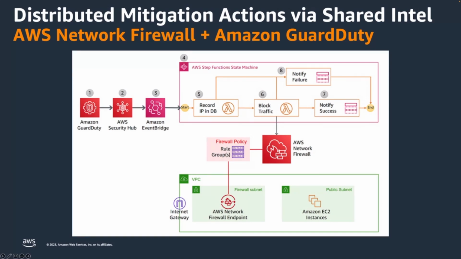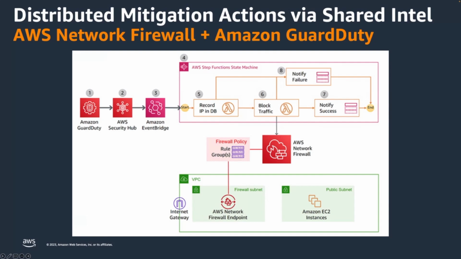In step number 4, that Step Functions state machine kicks off. It's ingesting the details of that Security Hub finding, and now it's starting this defined workflow for inserting the malicious IP address into a Network Firewall policy that can block it. The first step in that workflow is going to be to record that remote IP address into a DynamoDB table after first checking to make sure that that IP address doesn't already exist there. It's also going to include a timestamp recording for when that activity was observed, and that timestamp can then be used to remove entries from that table after a specified period of time.